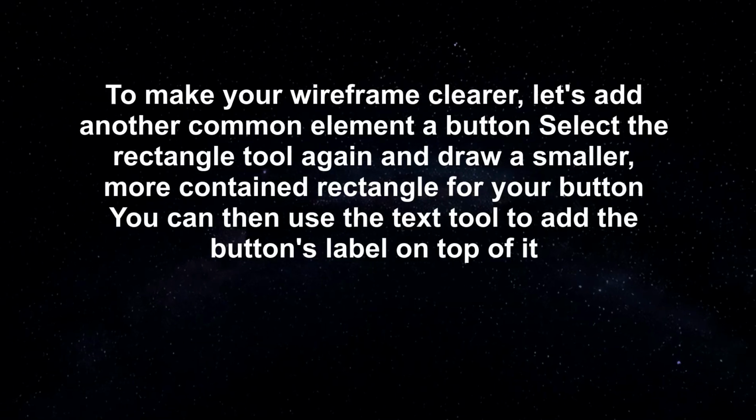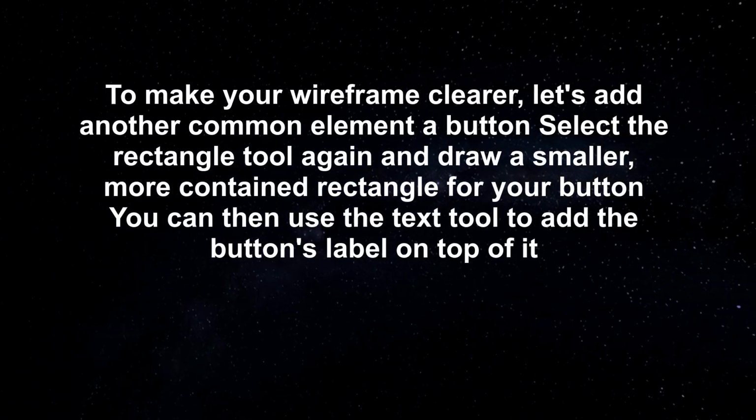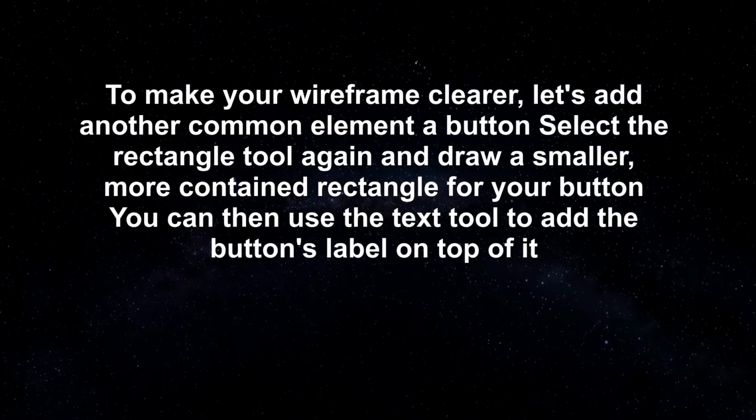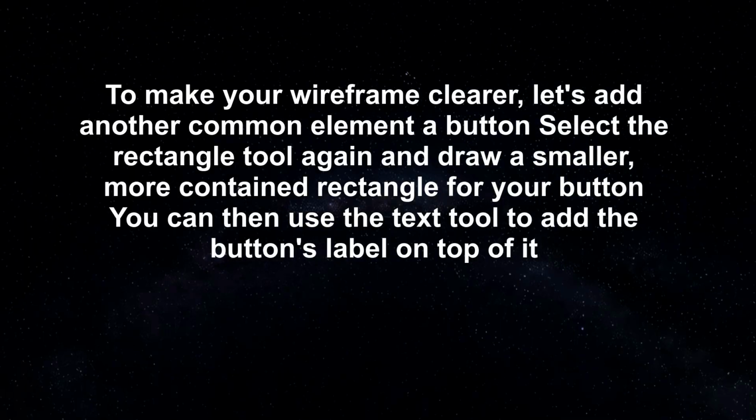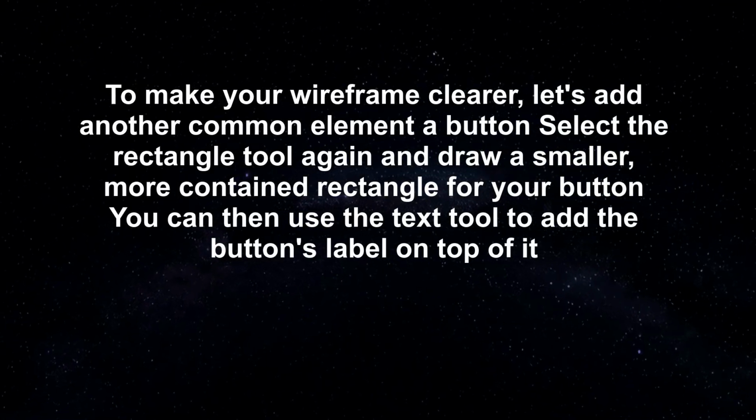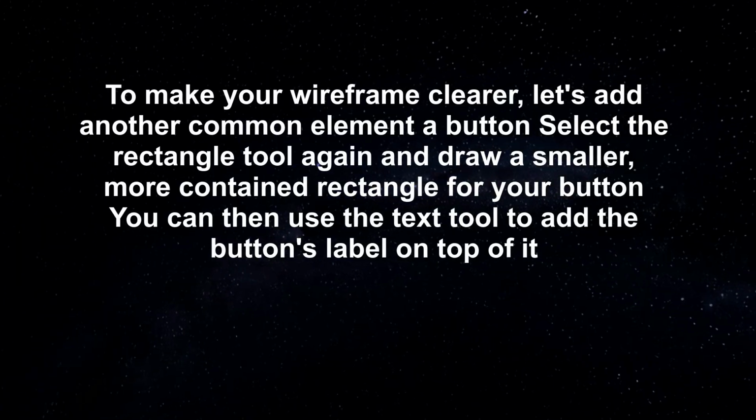To make your wireframe clearer, let's add another common element, a button. Select the rectangle tool again and draw a smaller, more contained rectangle for your button. You can then use the text tool to add the button's label on top of it.